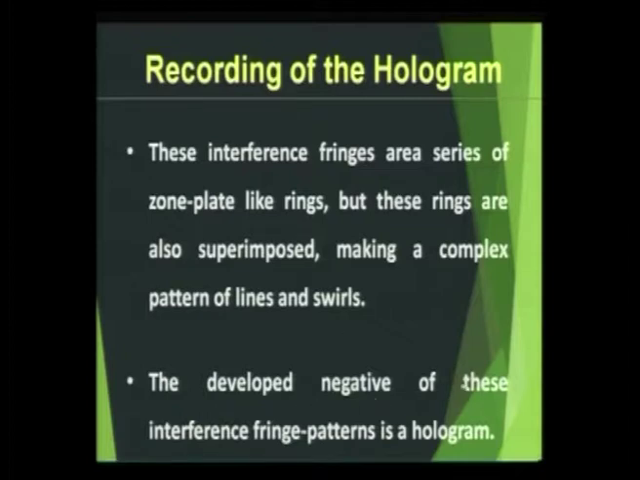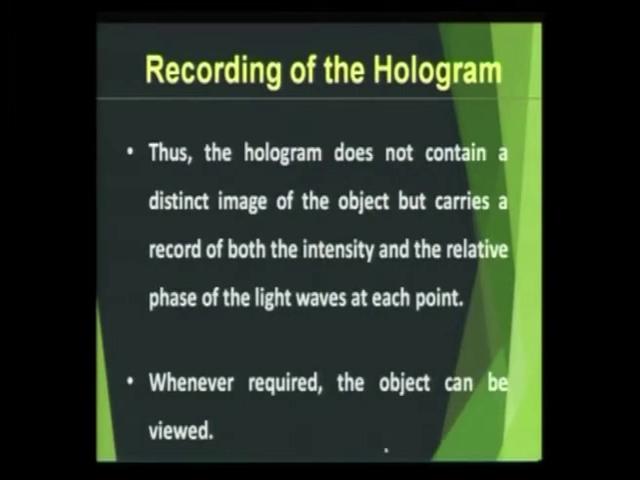The developed negative of these interference fringe patterns is a hologram. Thus, a hologram does not contain a distinct image of the object but carries a record of both the intensity and the relative phase of the light waves at each point. This is a very important point. Whenever required, the object can be viewed.